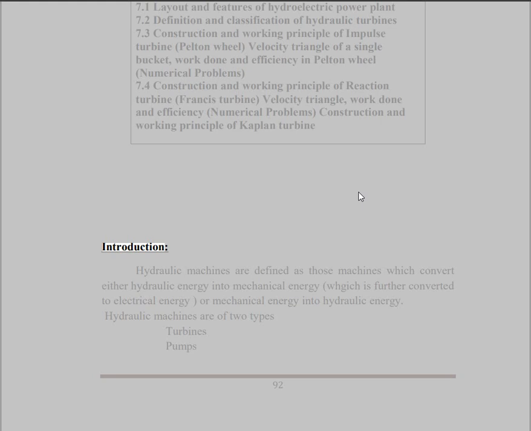Introduction. Hydraulic machines are defined as those machines which convert either hydraulic energy into mechanical energy, which is further converted to electrical energy, or mechanical energy into hydraulic energy. Hydraulic machines are of two types: turbines and pumps.